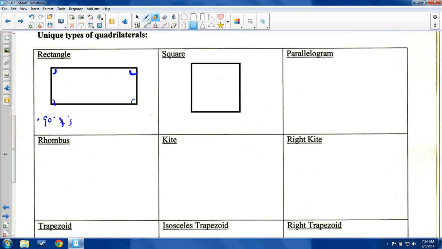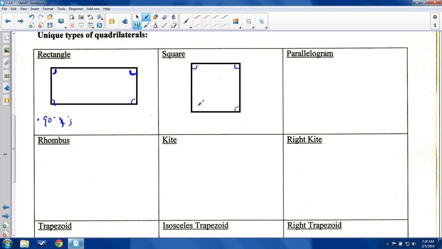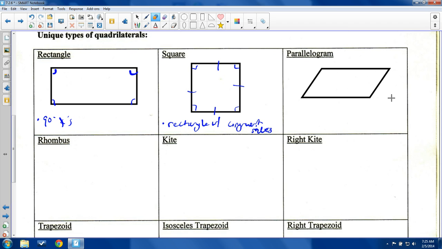Sorry about that. A square has congruent sides, so it's a rectangle with congruent sides. It's a specific type of rectangle. Now I'm just stating the minimum thing that these things need to be these. Okay. A parallelogram, that is an up arrow. A parallelogram features opposite sides parallel. Okay.